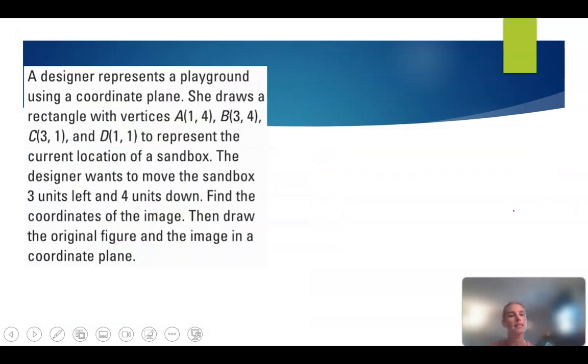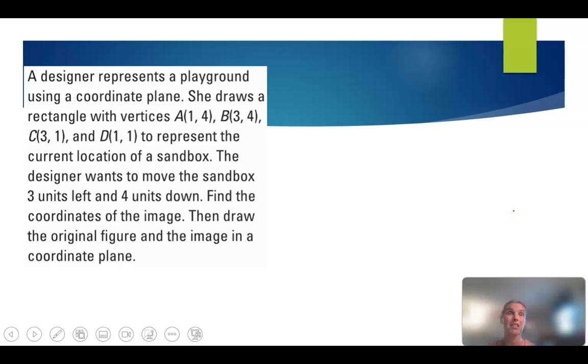All right, last example, or maybe we'll apply this a little bit here. A designer represents a playground using a coordinate plane. That can be helpful just to kind of grid out where things are. People can see where things are a little bit better. She draws a rectangle with vertices A at 1, 4, B at 3, 4, C at 3, 1, and D at 1, 1 to represent the current location of a sandbox. The designer wants to move that sandbox 3 units left and 4 units down. Draw the coordinates of the image, then draw the original figure and the image in the coordinate plane.